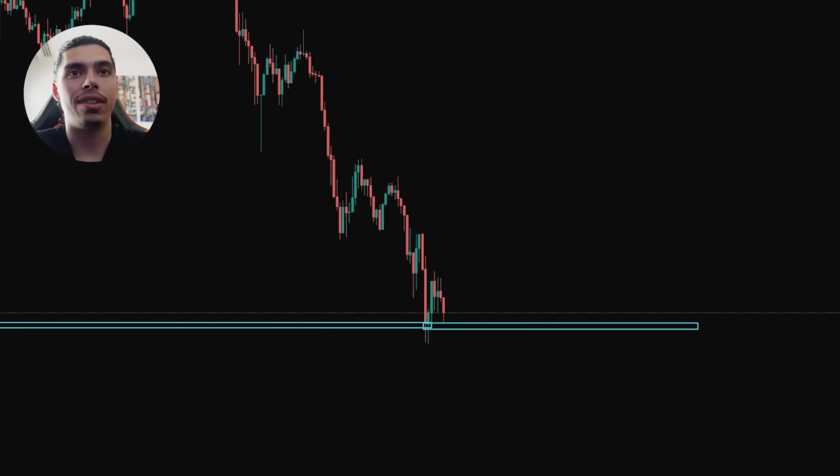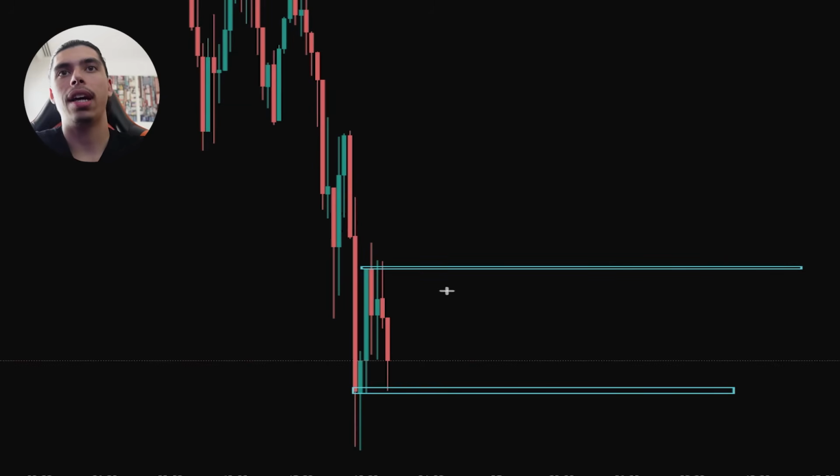So all you do is wait for a break of structure. Where's your break of structure going to come? Exactly above your last high. That's your last high. Let's zoom in on this. So you need a candle closing above, not wicking. I need a candle to close above to confirm a break of structure.